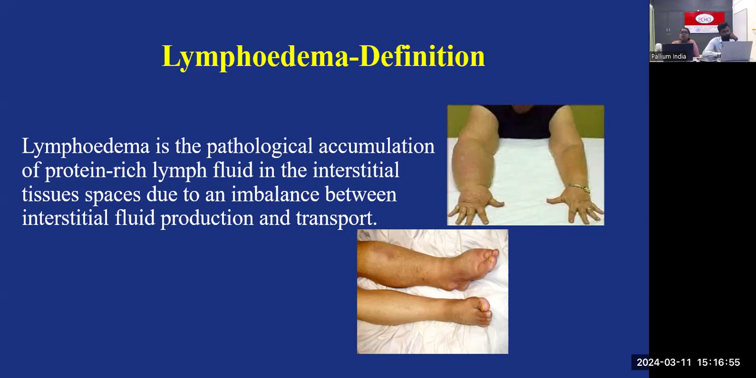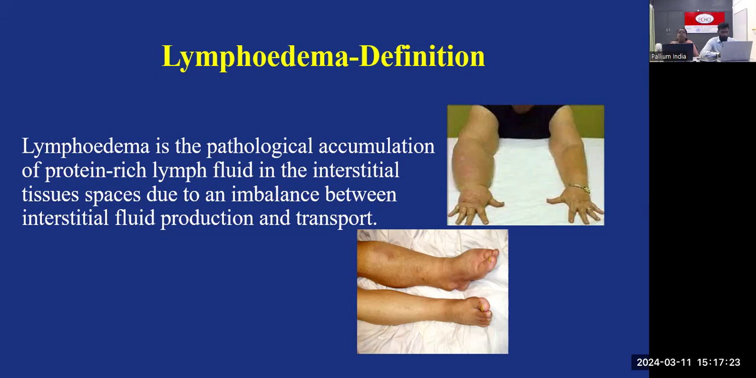So that is why we remove the adjacent lymph nodes. If we remove adjacent lymph nodes, what happens? The lymphatic fluid production is still there, but there is no lymph node to transport the fluid from the affected area to the non-affected area. So there is a gap between the production and the transport.